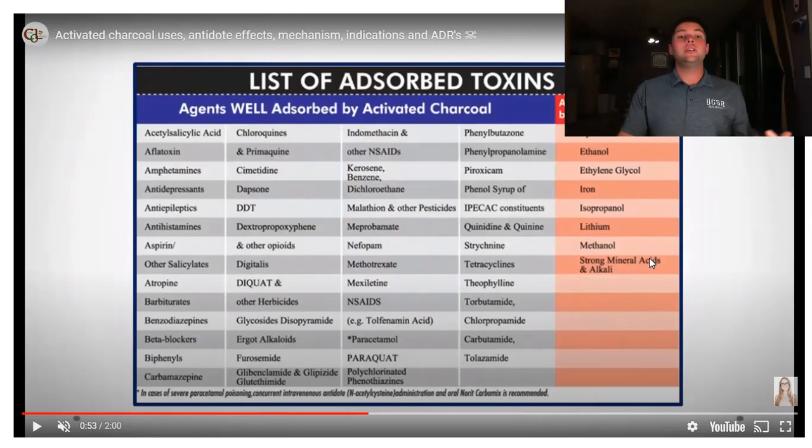Now, how do we know whether or not we're going to give activated charcoal? Well, there's a number for that. And that number is going to be poison control.